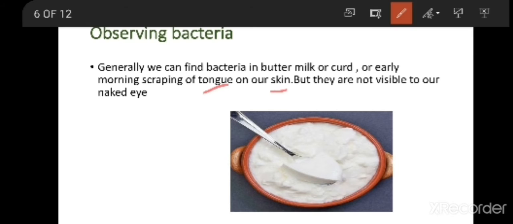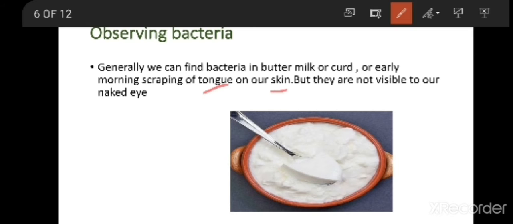see bacteria in the curd and buttermilk. But when you are eating curd, you don't find any bacteria. Why? Because it is not visible with our eyes. We need a microscope only to observe whether bacteria is present in this curd or not. That's why you are unable to see the bacteria on the curd. So these are the general places where bacteria are present.